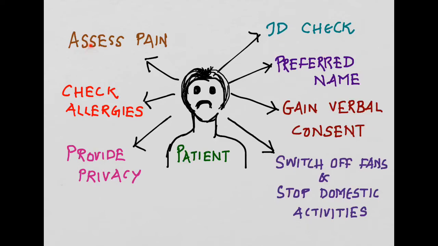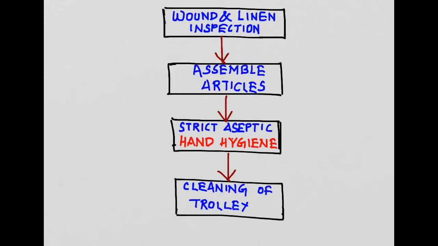Then you'll have to assess the pain of the patient using the pain scale from 0 to 10. Check for any allergies using the allergy band of the patient, if any. Then the most important step is to provide privacy for the patient, and you have to check whether any fans have been switched off and that you have stopped the domestic activities. After completing all these steps, you can move forward.